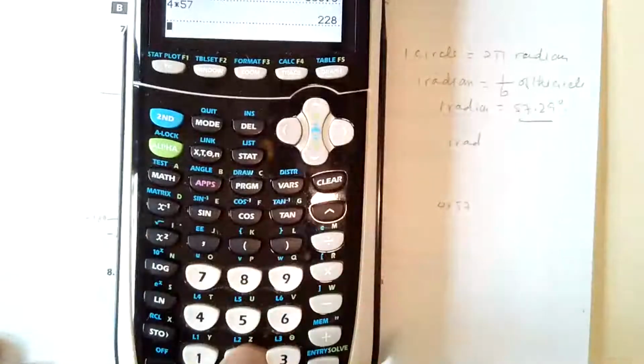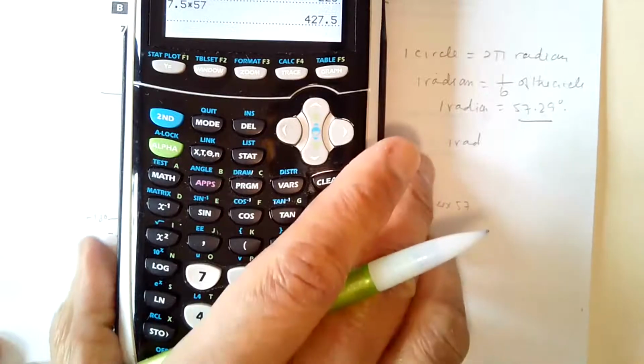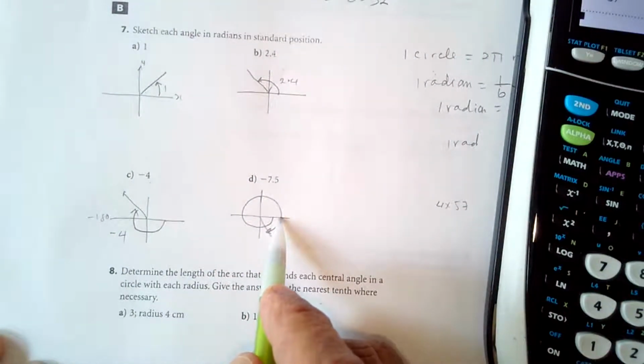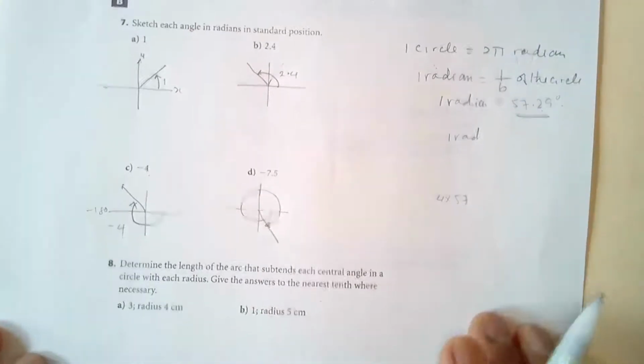And you can have that: 7.5 times 57, about 427 degrees. So we already have 360 here, and then we add another 47. So we have minus 360, we have 67 degrees. It's approximately here. Okay.